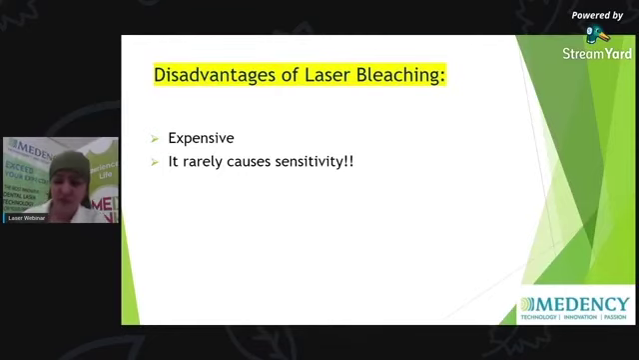The disadvantage of laser bleaching is that it may be a little bit expensive. It rarely causes sensitivity. You have to ask your patient first, before doing any treatment, if he or she has sensitivity in the teeth. If she has sensitivity, you have to tell her that she may feel a little bit sensitive after the bleaching because of the normal nature of the teeth structure.